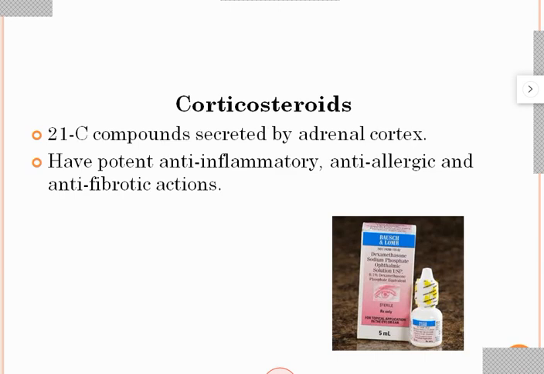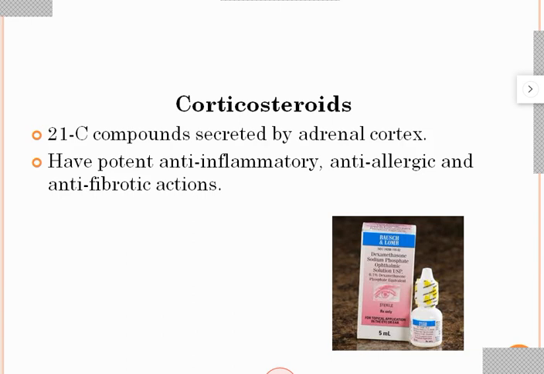Then the most commonly used drugs in ophthalmological practice are steroids. These corticosteroid compounds are secreted by our body by the adrenal cortex. They have potent anti-inflammatory, anti-allergic and anti-fibrotic action. They are most widely used in ophthalmological practice due to these actions, because in the eye, the inflammatory reaction itself will cause more damage to the eye structures.